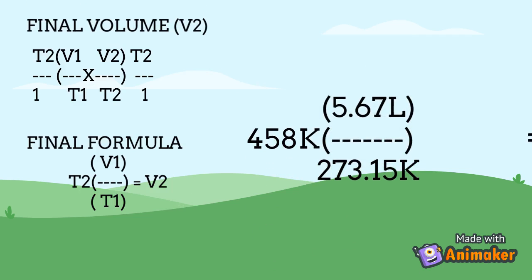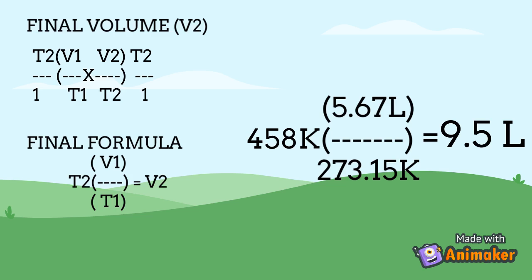Since V2 is missing, we cannot use the formula that I have given. We have to derive a new formula so we can easily solve for final volume, by multiplying both sides by T2 and cancelling the same variable on the right side, leaving us with V2 and a new formula.